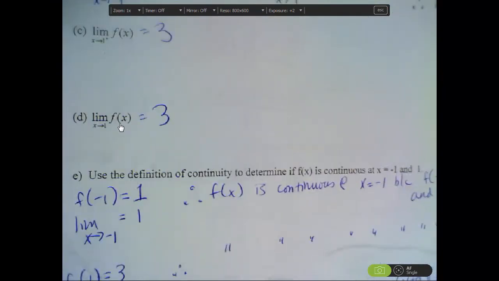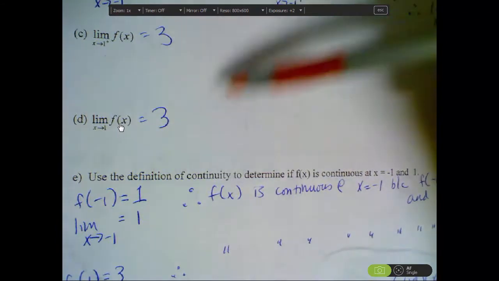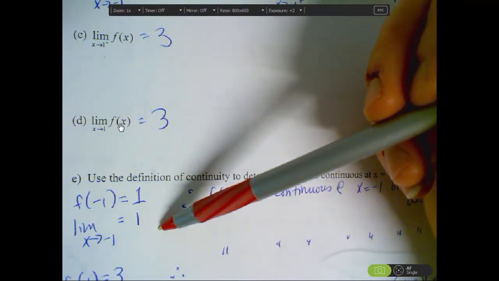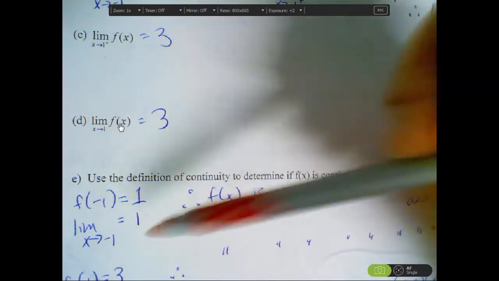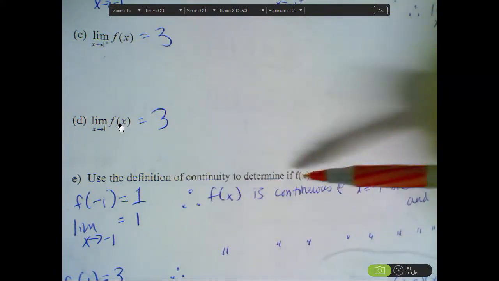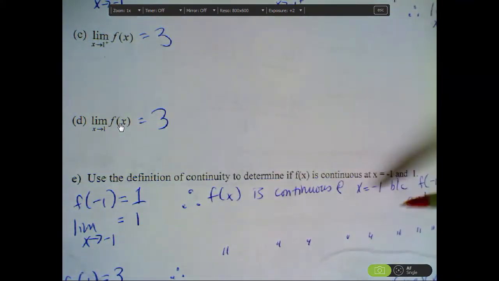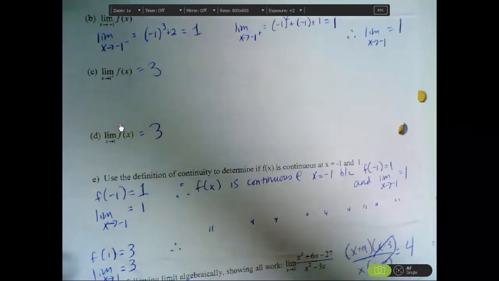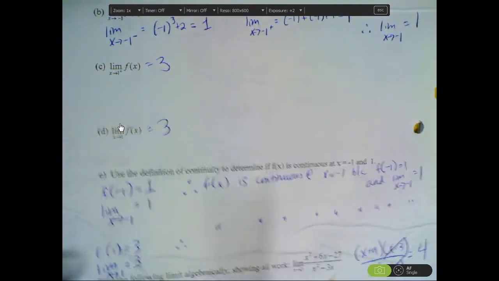Part E, use the definition of continuity to determine if it's continuous. So the first thing we have to find is f of negative 1, which we go back up to the top and we see that it's 1. Then we have to find the limit as x approaches negative 1 from the left and the right, and those both equal 1. So therefore we can say f of x is continuous at x equals negative 1 because f of negative 1 and the limit as x approaches negative 1 are the same. And you can do the same for x equals 1. It's continuous at both of those places.